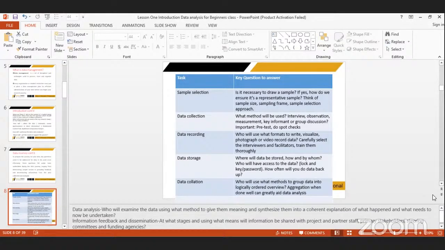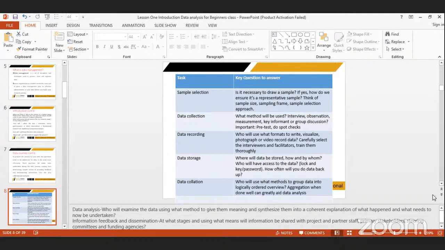Will I do what you call data recording during the process of data collection? Who will be involved and what format will I use to take photographs and videography? Data storage. Once I've collected the data, it is very important that I store my data in a safe place. Who will have the password to where data is being stored? Who is going to be responsible for that data? And then issues with security of that data also come in during the process of data storage.